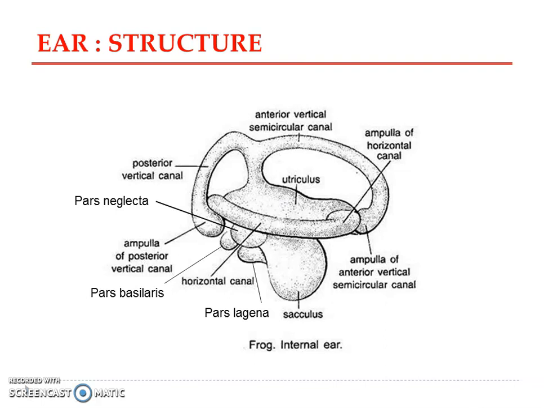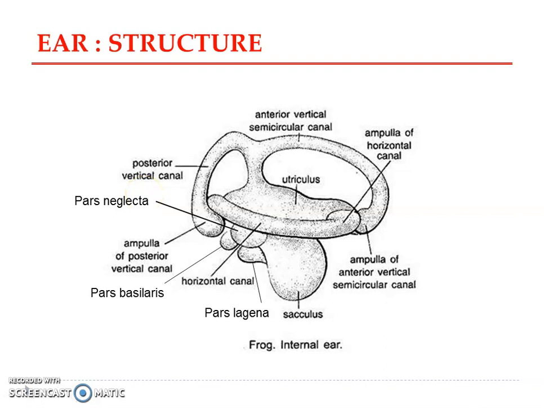These sensory patches have different structural features, and hence have been given different names. Sensory spots on the ampullae are known as cristae, and sensory spots on the other three parts are known as maculae. The macula of the utriculus is very conspicuous, and here you can see it is known as the pars neglecta. This is the sensory spot of the utriculus.